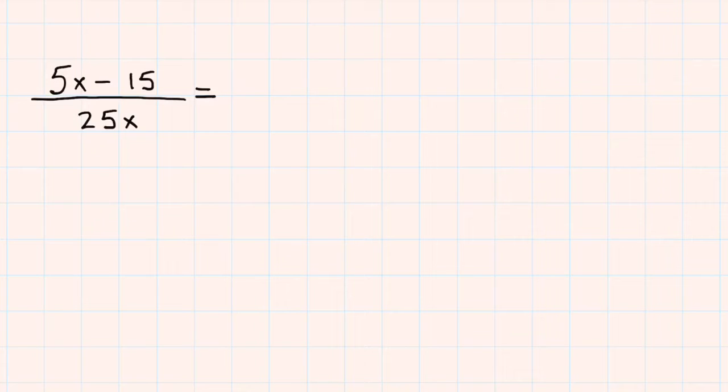5x minus 15 over 25x. So this starts really getting to what's important to us, which is figuring out how to graph these later on. So first thing I notice is this is a binomial divided by a monomial.